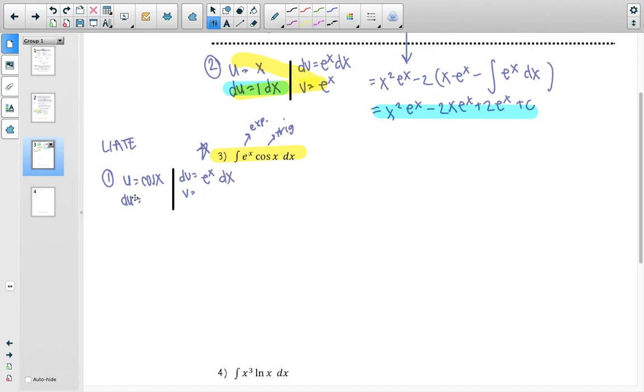You're going to integrate, sorry, you're not going to integrate, you're going to derive the cosine of x, which gives you negative sine of x dx, ran out of room, and you integrate this, and it's just e to the x. Now let's talk about these functions as a whole.